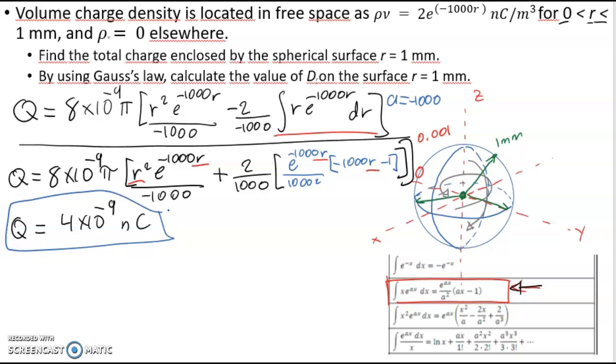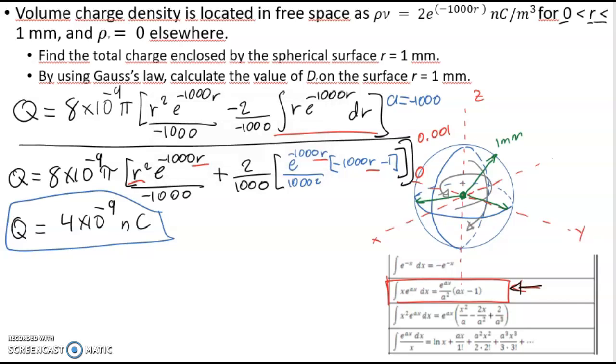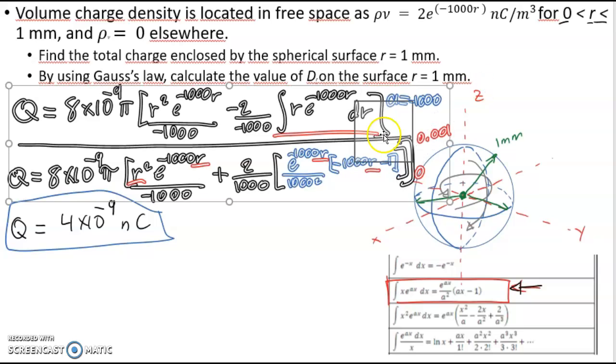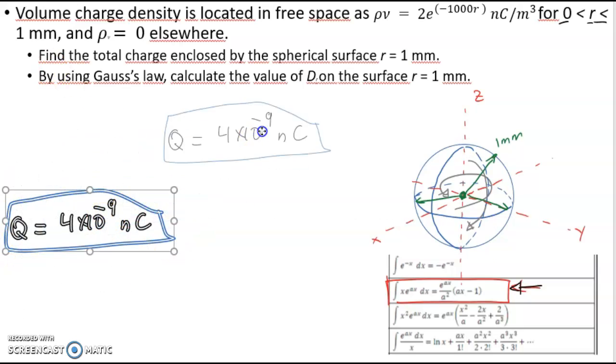For part B, we're asked to use Gauss's law to determine the value of the flux density at a radius of 1 millimeter. So let's calculate it. We will not use this. We will only use the result of the charge.